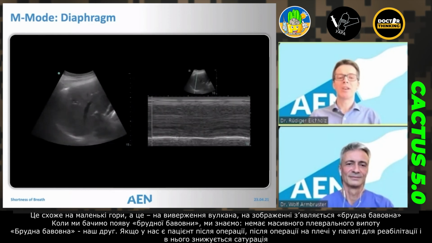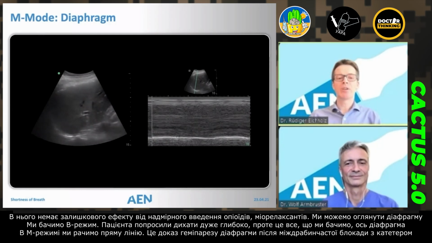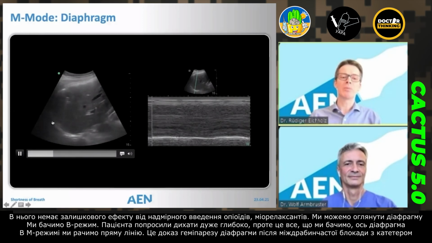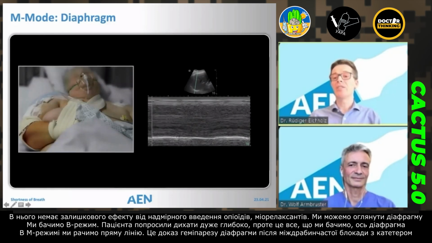Okay, so if we have a patient after shoulder surgery in the recovery room, and the saturation drops, and it is not too much opioids remaining, not too much muscle relaxant remaining, we may have a look at the diaphragm. And if you see the B mode image, the patient is asked to do very deep inspirations, but the only thing that happens is a wobbly picture of the diaphragm here, and this results in a rather flat line in the M mode. So this is a proof of diaphragmatic hemiparesis after interscalene block with catheter.